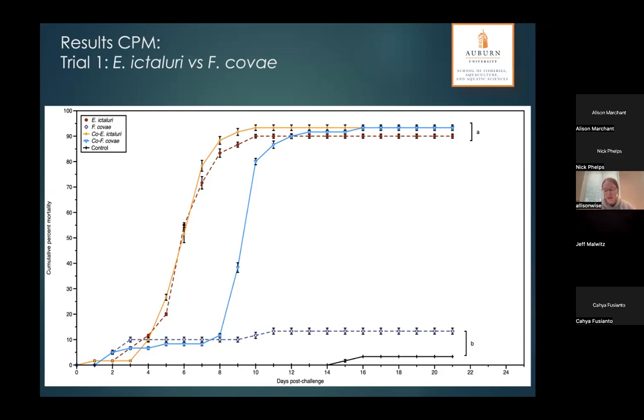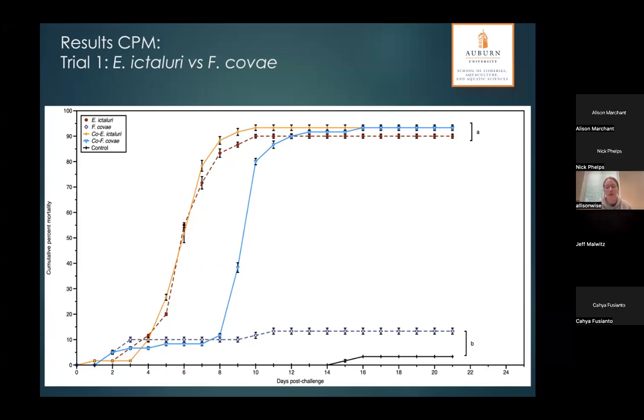And initially, I thought this could be due to the fact that the co-FC group got the E. ictaluri pathogen 48 hours after, and this could account for this delay. But even taking that into account, there's still a 3-day delay between the two groups. So this could be attributed to a biological relationship with the subclinical FC infection. But this relationship needs to be further evaluated in order to make that conclusion.